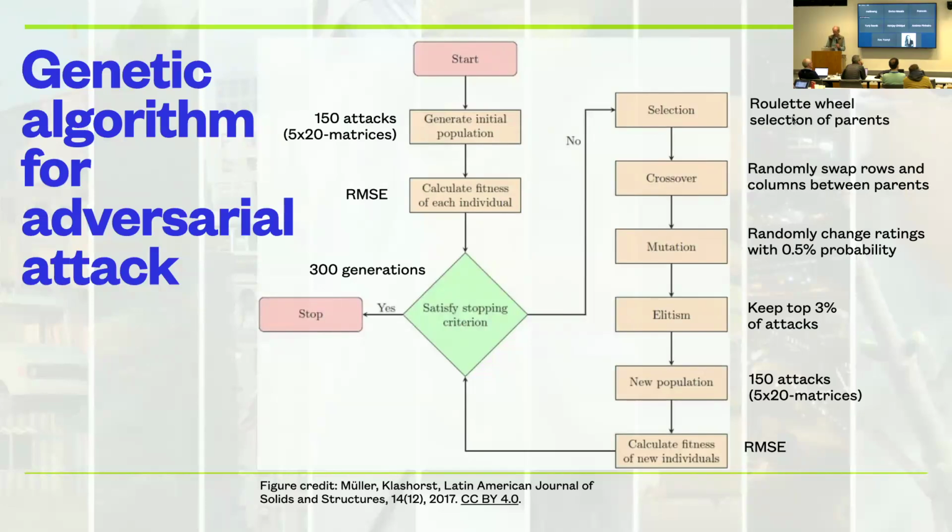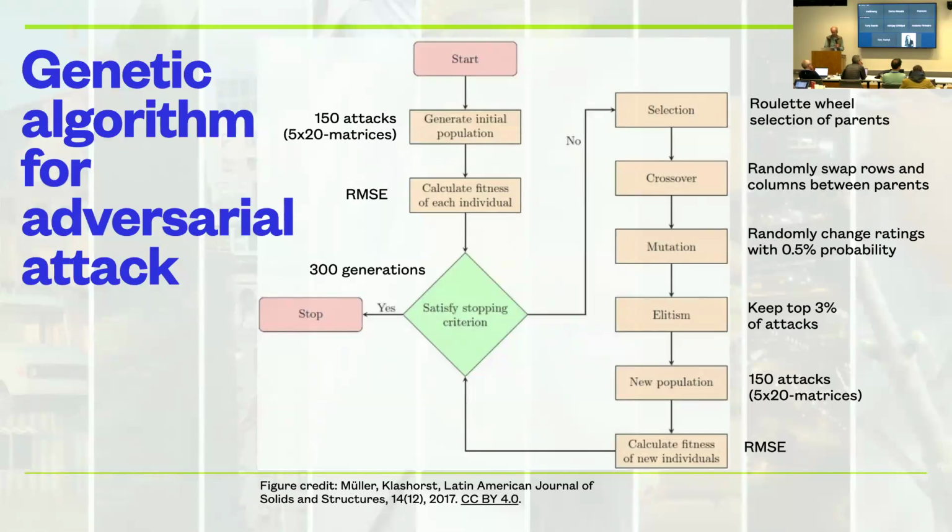So selection will be roulette wheel selection of the parents, crossover where we randomly swap rows and columns between the parents. Mutation: 0.5% of the ratings of a generation will be changed randomly. And elitism: the top 3% of the attacks will be kept in the pool. And then the next new population again will have 150 attacks, all those matrices. Of course, the fitness has to be computed, and then this goes into the stopping criterion, etc.